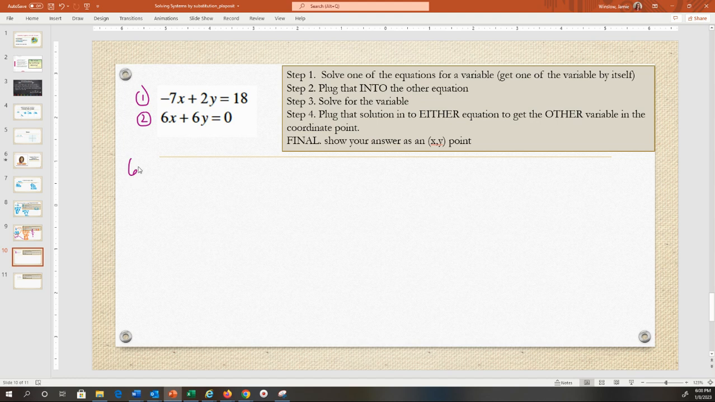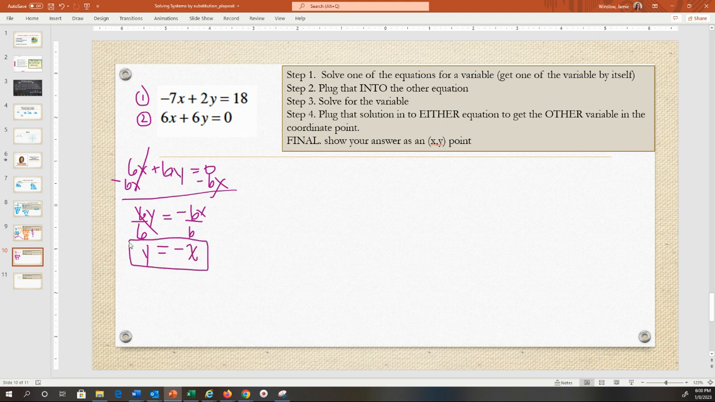Zeros are usually helpful. So let's solve equation number 2 for, it doesn't matter, x or y. How about y this time? So we'll move the x term to the other side, and you get 6y equals negative 6x, and we'll divide by 6. That's not too bad. y equals negative x. Okay, step 1 is done. We solved one of the equations for one of the variables.